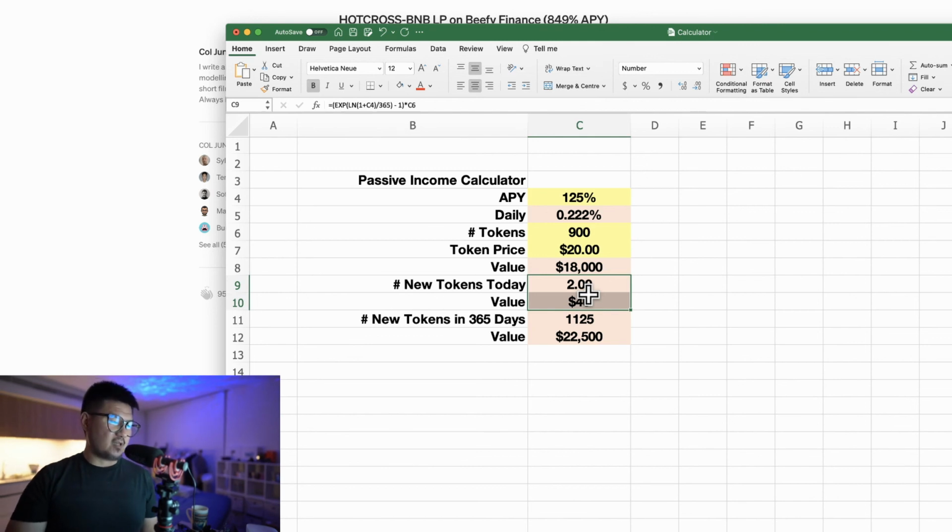And if you're going to be leaving your Cake inside the pool to compound, then you want to look at these two cells, which tells you how much reward you're going to have in a year's time. So basically in a year's time, you're going to have 1,125 extra Cake, which is basically 125% of the 900 that you're staking. And that's going to be a value of $22,500 because each token is $20. $20 times 1,125 tokens, that's going to end up being $22,500.